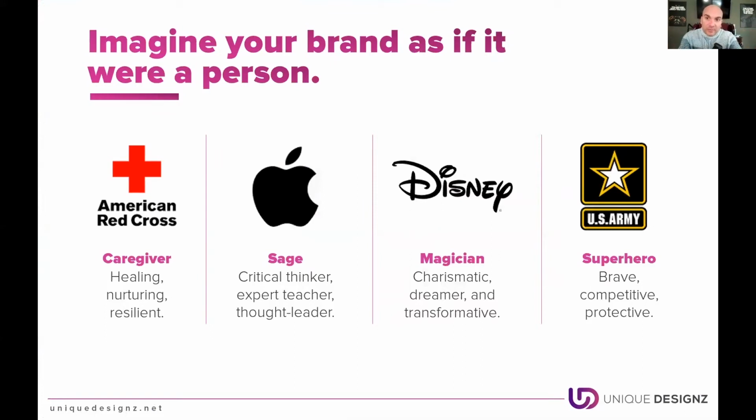Powerful attributes here, okay? And then the U.S. Army: superhero, brave, competitive, protective, right? These are great attributes to have, and not only to be aware of them, but to communicate them to your audience. So you shouldn't be putting anything out there on social media or anything online that doesn't align with your brand's personality, okay?